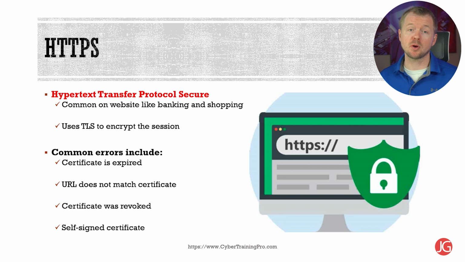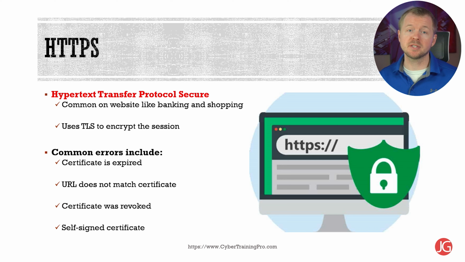Let's talk about some of the secure applications that you're going to need to know about. HTTPS, or Hypertext Transfer Protocol Secure, is one that you're likely familiar with because you've probably seen it on websites that you visited, your bank, or popular shopping websites. It's indicated by HTTPS in the website URL, and your web browser will display a lock icon next to it. HTTPS uses TLS to encrypt the session for any activity on that website.